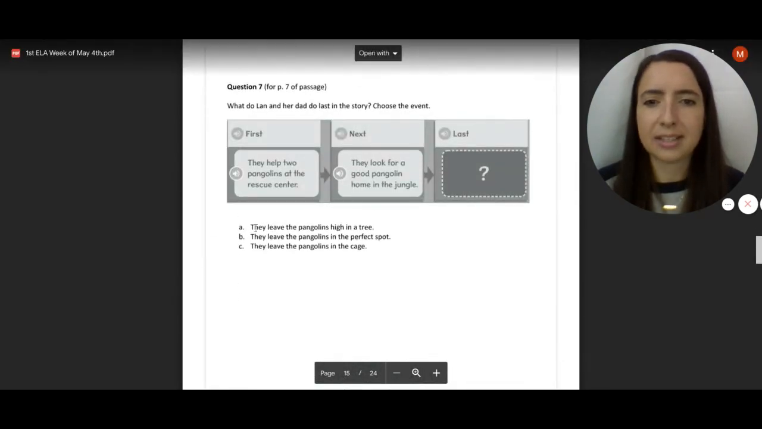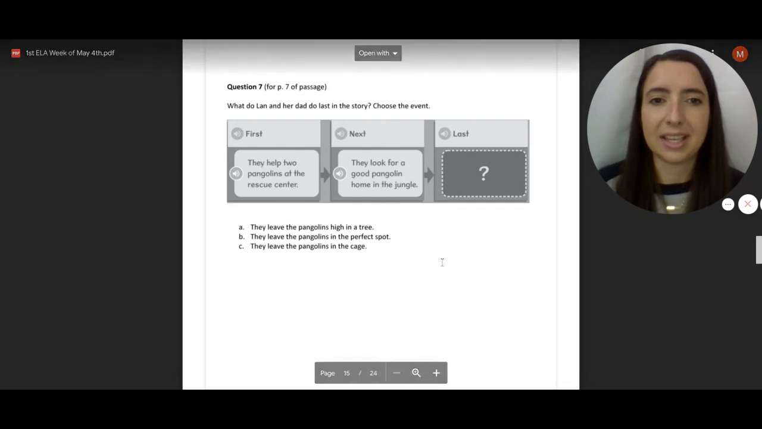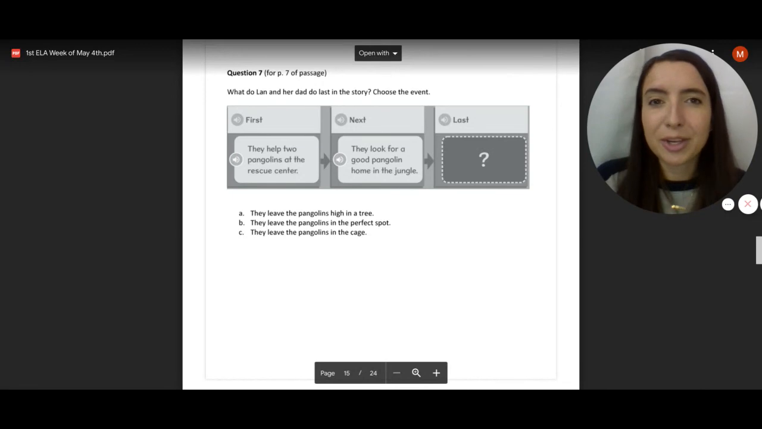So what do they do last? They leave the pangolins high in a tree. They leave the pangolins in the perfect spot, or they leave the pangolins in the cage. What happened last? Okay, we are all done with our questions for this story.